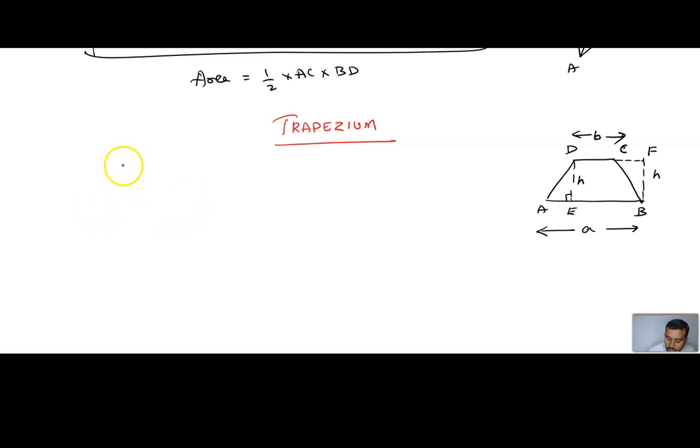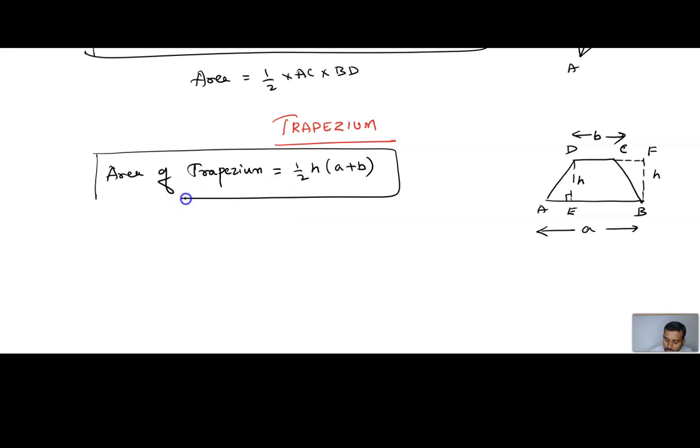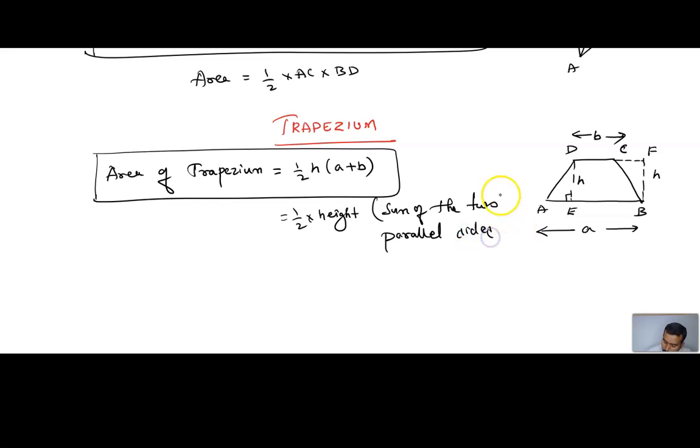Anyways, we have the formula to find the area of trapezium, that is half into height into sum of the two parallel sides. Area of trapezium is half into height into sum of the two parallel sides. This is the formula which we use to find the area of trapezium. I will write it once again: half into height into sum of the two parallel sides.